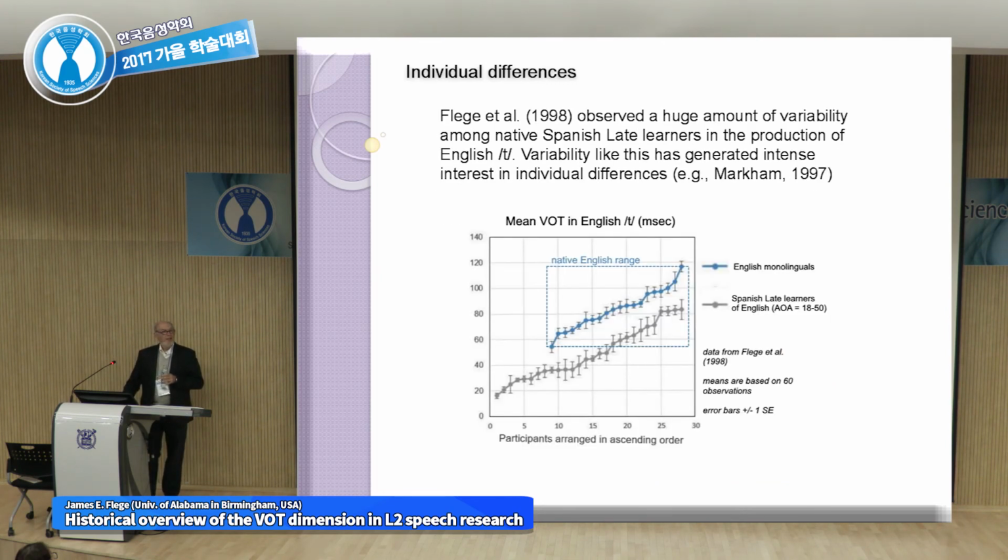In a 1980 study, we observed a really huge amount of variability among native Spanish learners in the production of English VOT. Once again, I've arranged the stimuli in increasing order. And so you see some of the Spanish learners of English are perfectly English-like, others are perfectly Spanish-like, and then we have everything in between. Variability like this has generated intense interest in individual differences in L2 speech learning.